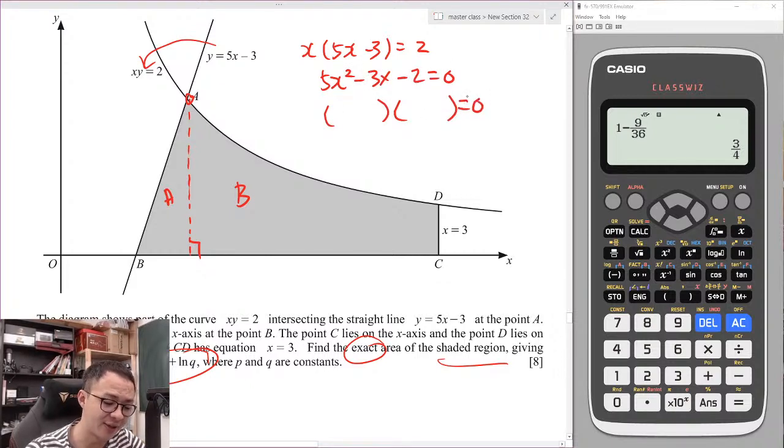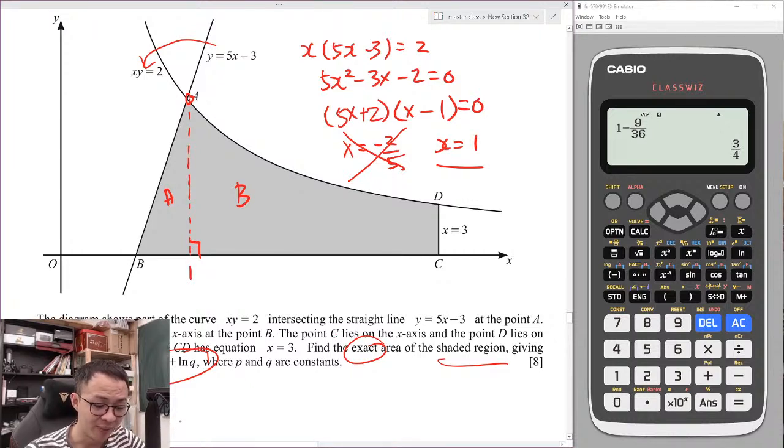Then I'll factorize it. 5x and x. This one should be 2 and 1, minus and plus. So x is equal to negative 2 over 5 and x equals 1. Based on my diagram, this answer is rejected, so I only take 1. Since I know the x value for coordinate A is 1, I can find the y value easily. Just sub the 1 into the xy here, then I will get y equals 2.